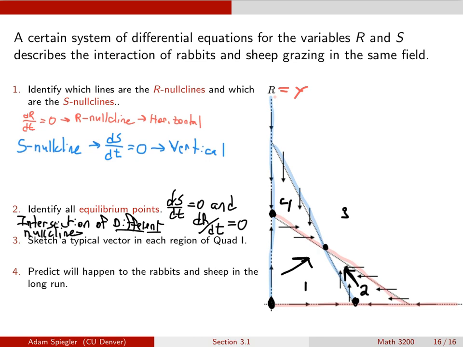In region 3, we're looking at nullclines that are pointing down and nullclines that are pointing to the left. So in region 3, all of these vectors are going to point down and to the left. And in region 4, we're sitting between nullclines that point down and to the right. So over here, these vectors are going to go down and to the right.